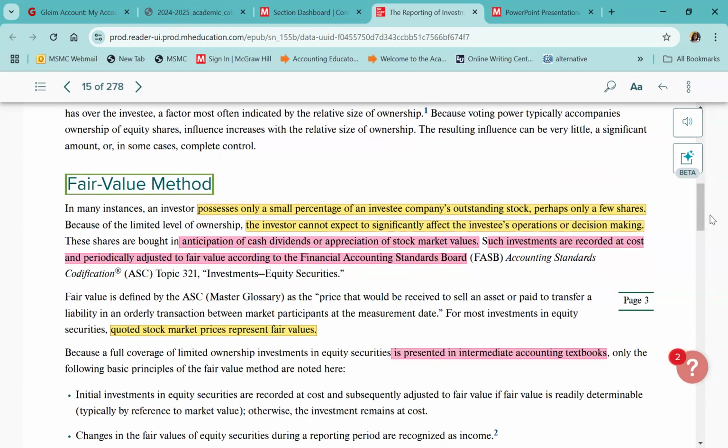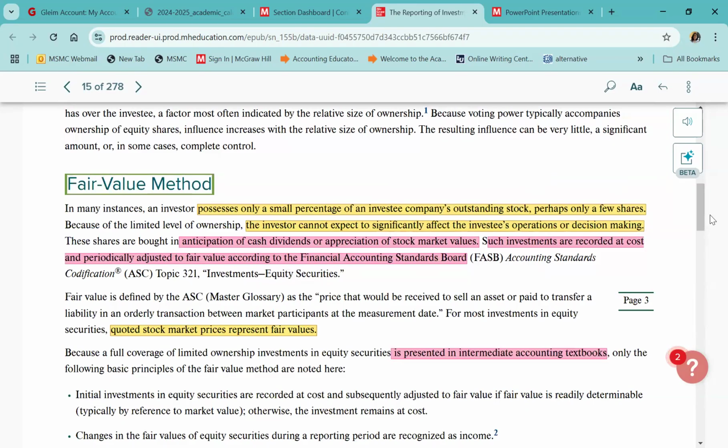I can't change the company's policies, nothing, because I don't have any influence. All right? These shares are bought in anticipation of cash dividends and appreciation of stock market share. The reason I purchased these shares is because I want to receive dividends on a regular basis, and I want to sell these shares when their value goes up, hopefully.